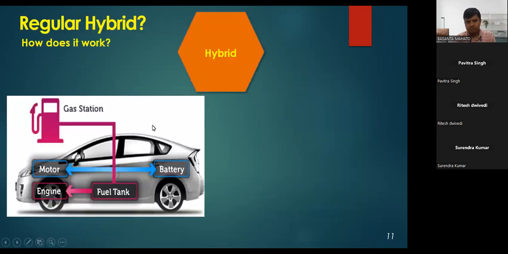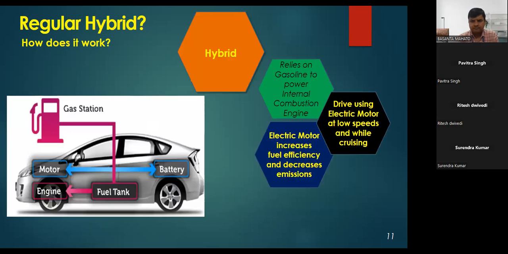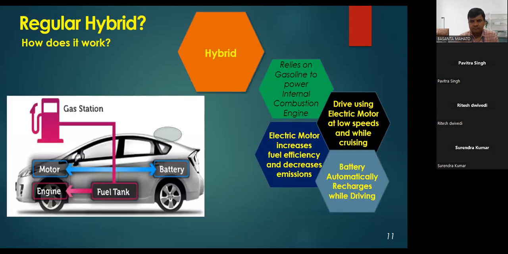And now we will talk about the regular hybrid system. In this case, we will combine both things, the conventional vehicle and the electric vehicle system. Simply, the fuel tank runs this engine and this battery runs this motor, and this motor will drive the vehicle.